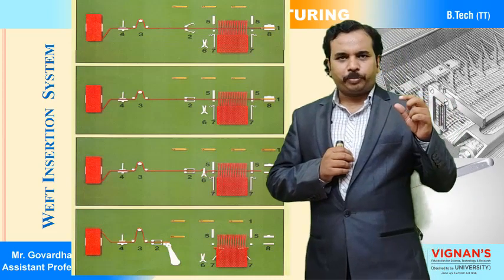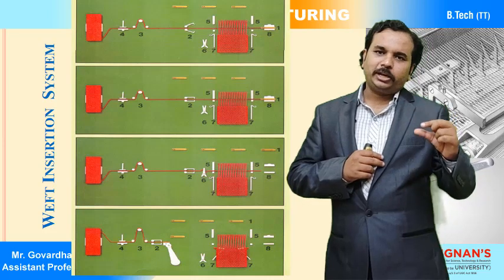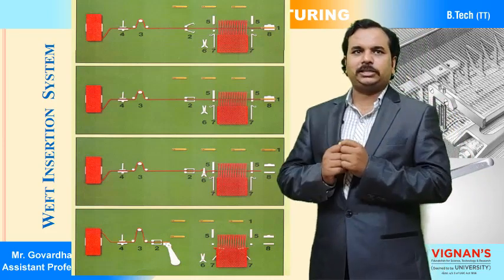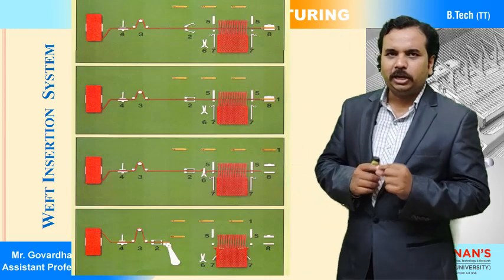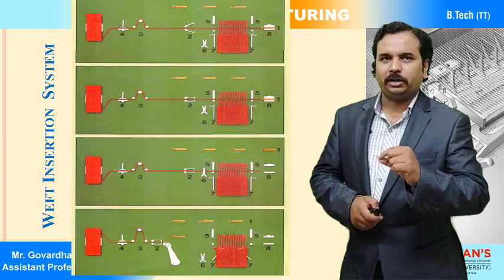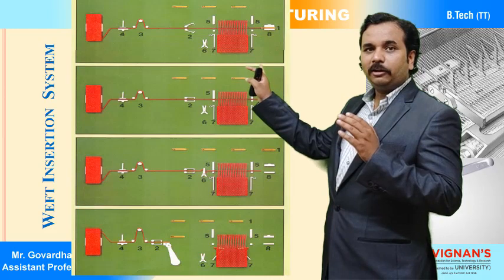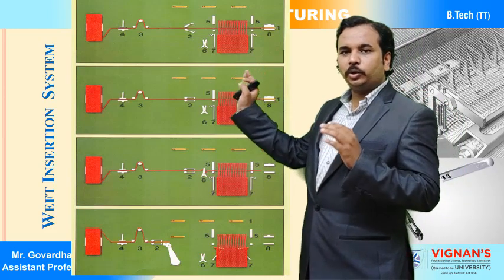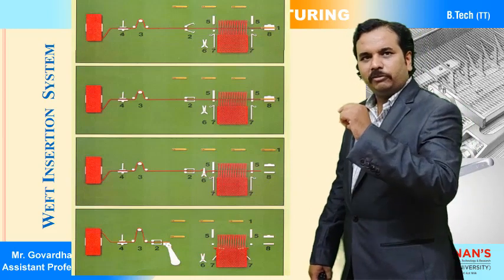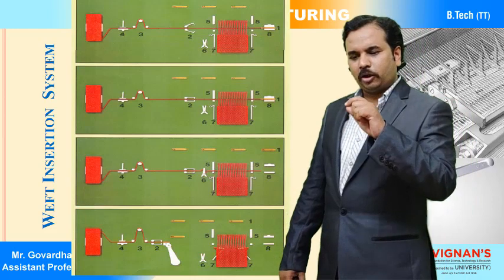So the projectile feeder is going to come nearer, and it is going to hold at the next stage. You can observe that the projectile feeder holds the weft yarn. Okay, you can observe in the second image, that is the fifth step, that the projectile feeder has come to the selvage place and it holds the weft yarn.